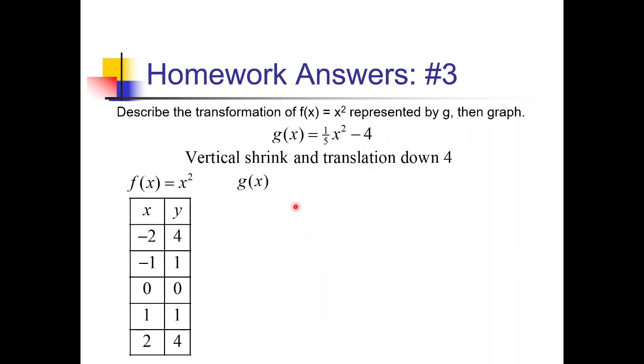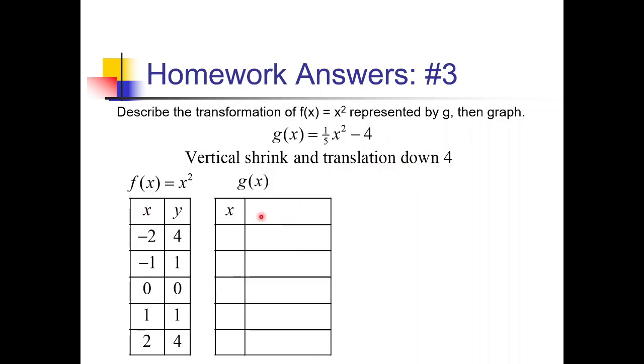And for the g rules here, since it's all vertical transformations, we're doing nothing to the x, so that's going to stay the same. For the y's, we have to do 1/5 times all the y values and then subtract 4. So 1/5 y minus 4. So the x's, this is the easy part. These are all the same: negative 2, negative 1, 0, 1, and 2.